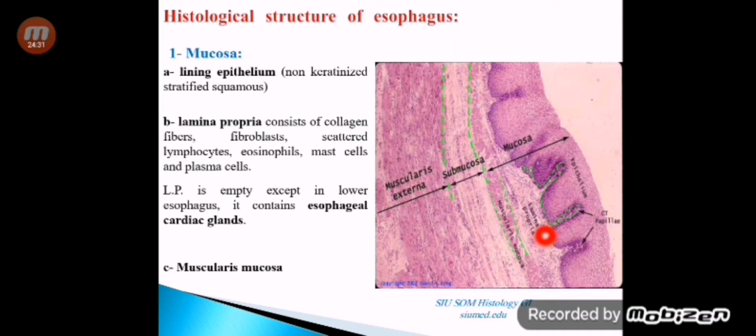Below it, the lamina propria consists of collagen fiber, fibroblast, and scattered lymphocyte, eosinophil, mast cell, and plasma cell. The lamina propria is empty of glands. The esophagus has no glands except only on the lower esophagus near the cardiac region of the stomach, where it contains glands named the esophageal cardiac glands. The third item of the mucosa is the muscularis mucosa, which is a thin band of smooth muscle that differentiates the mucosa from the submucosa.